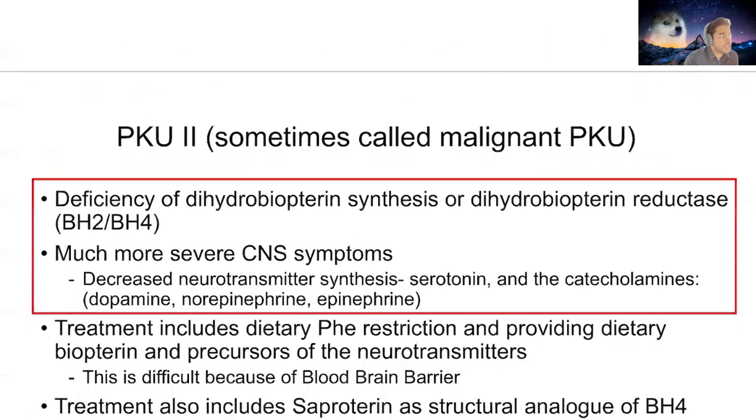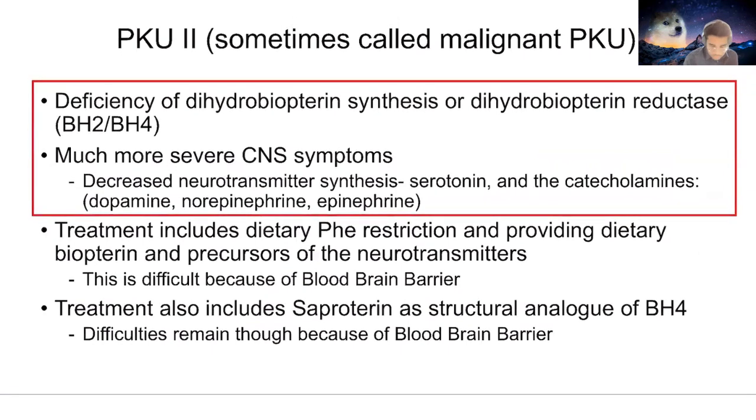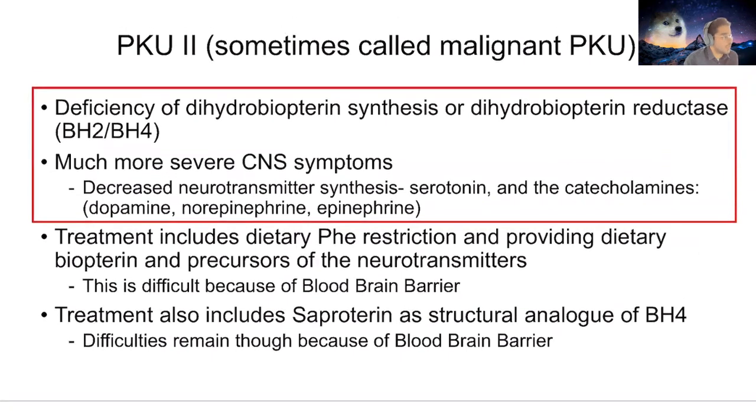Okay, one carbon metabolism, and I think there's a break coming up in a short bit so that you guys can hopefully get some water and refocus. PKU, sometimes called malignant PKU. This is kind of bad because what happens is dihydrobiopterin synthesis or dihydrobiopterin reductase gets messed up, whether you're going from BH2 to BH4.